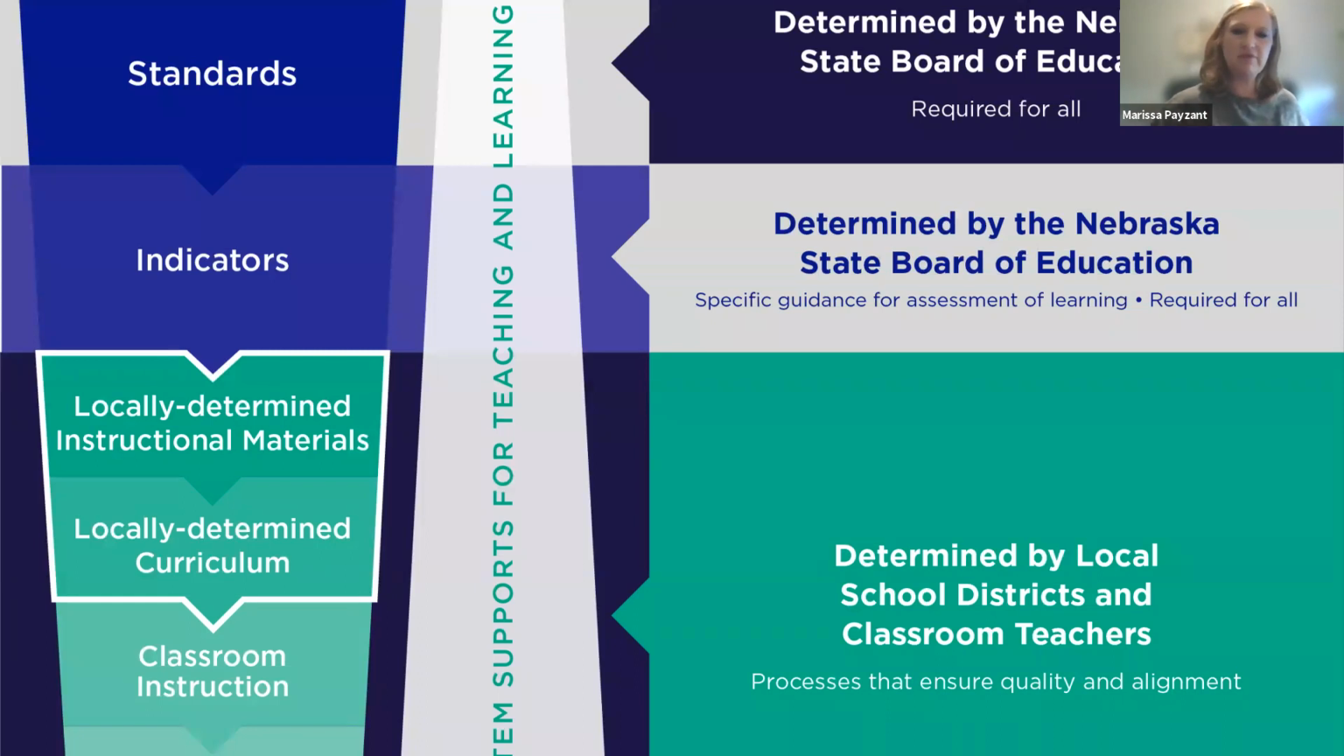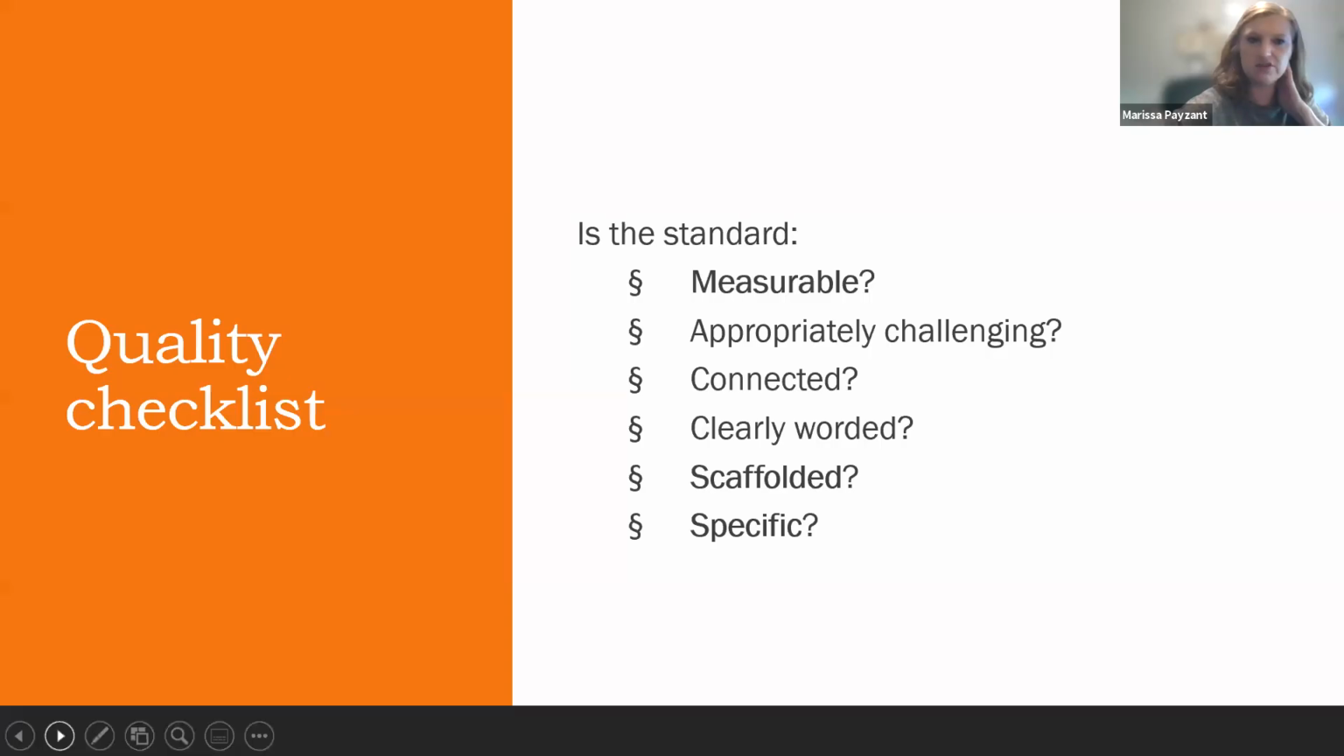And then everything else on the bottom half of this graphic is really determined locally, which means school districts and local schools and even classroom teachers make decisions regarding the instructional materials, a locally determined curriculum or a scope and sequence. And then of course, individual teachers design classroom instruction, and sorry, that bottom is a little bit cut off, but also interventions for struggling students. And all of this information from the last couple of slides, you can also find on our Nebraska Department of Education Content Area Standards webpage.